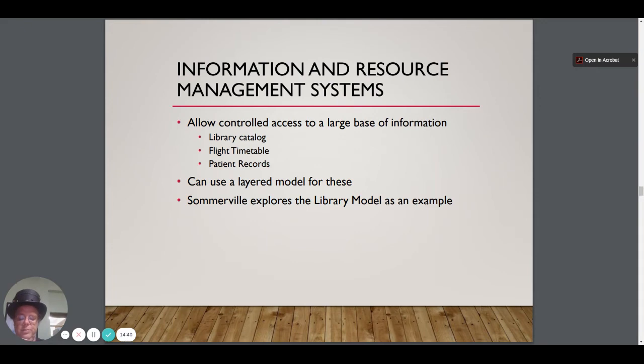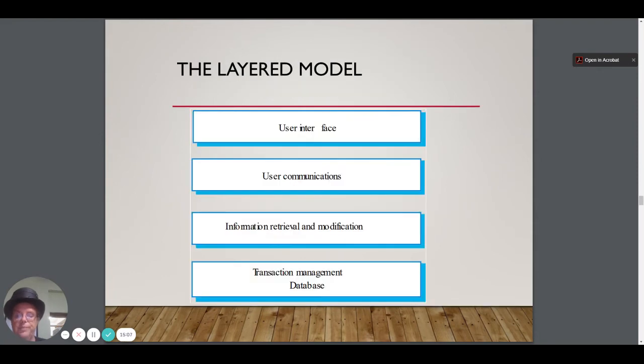An information system allows controlled access to a large base of information, such as a hospital or library catalog, flight timetable, or records of a patient in a hospital. Development of the World Wide Web means that a huge number of these information systems moved from being controlled by a specialist in the organization to being universally accessible for general purpose systems. And that's been a grand challenge over the past 20 years or so, moving these online, but we've successfully done that to a large extent.